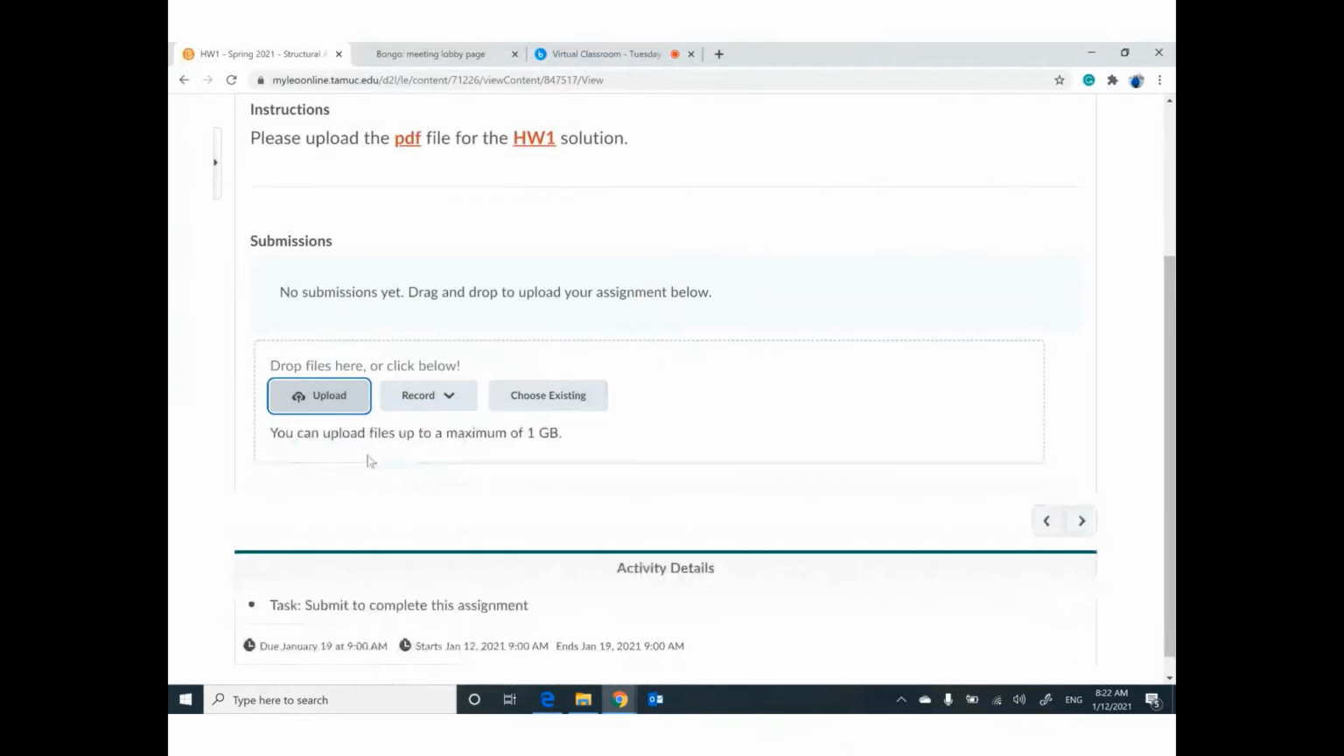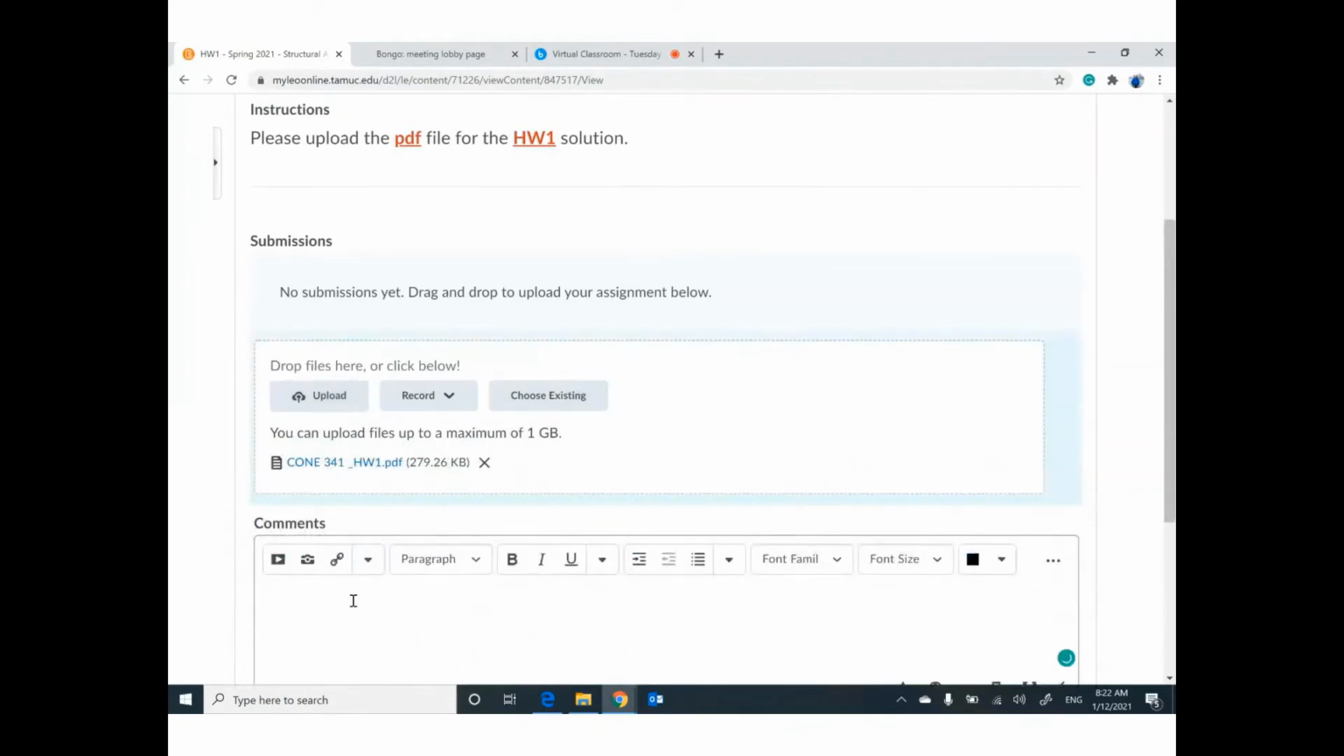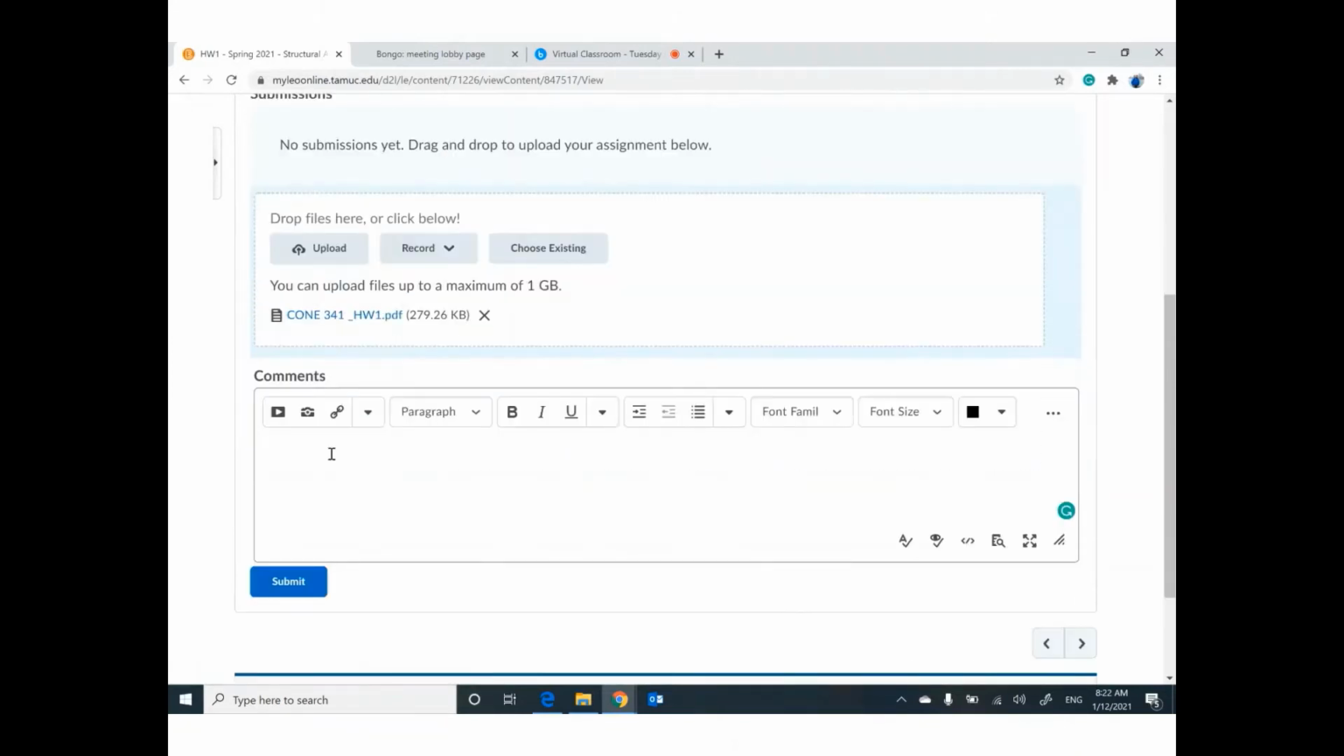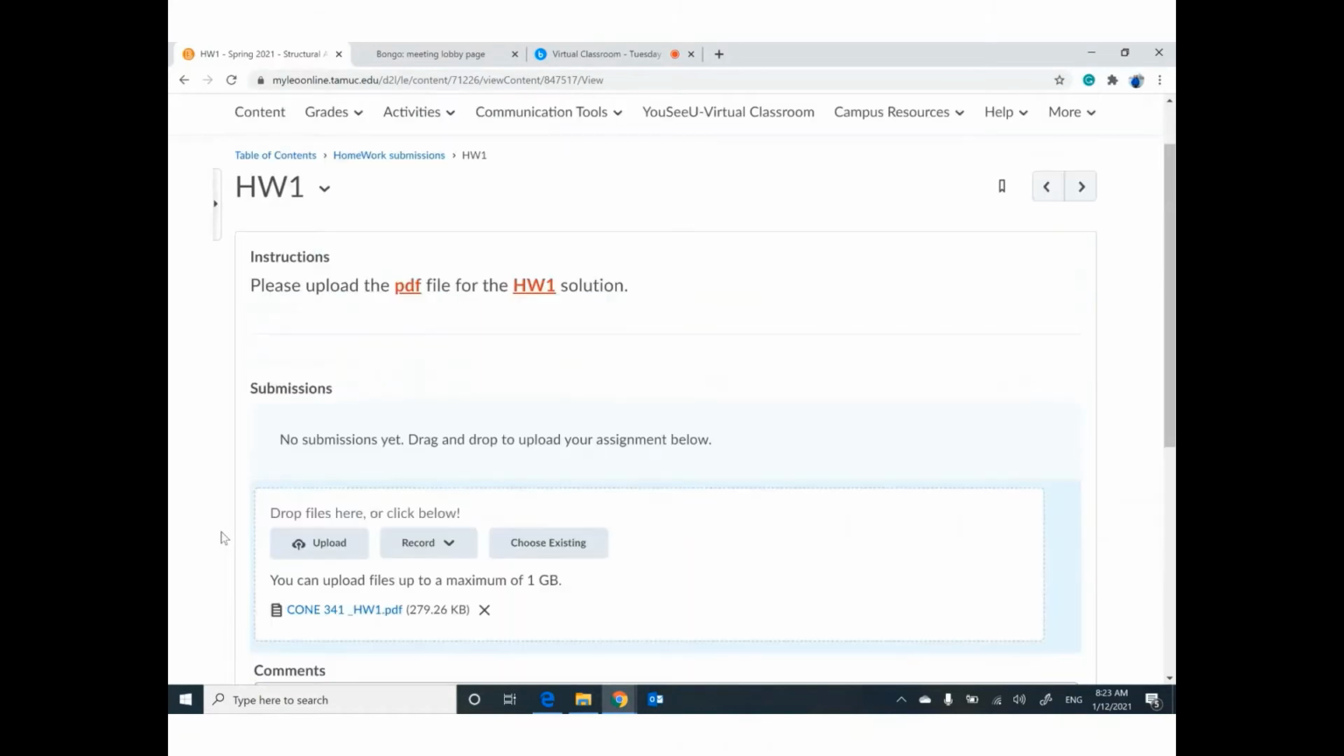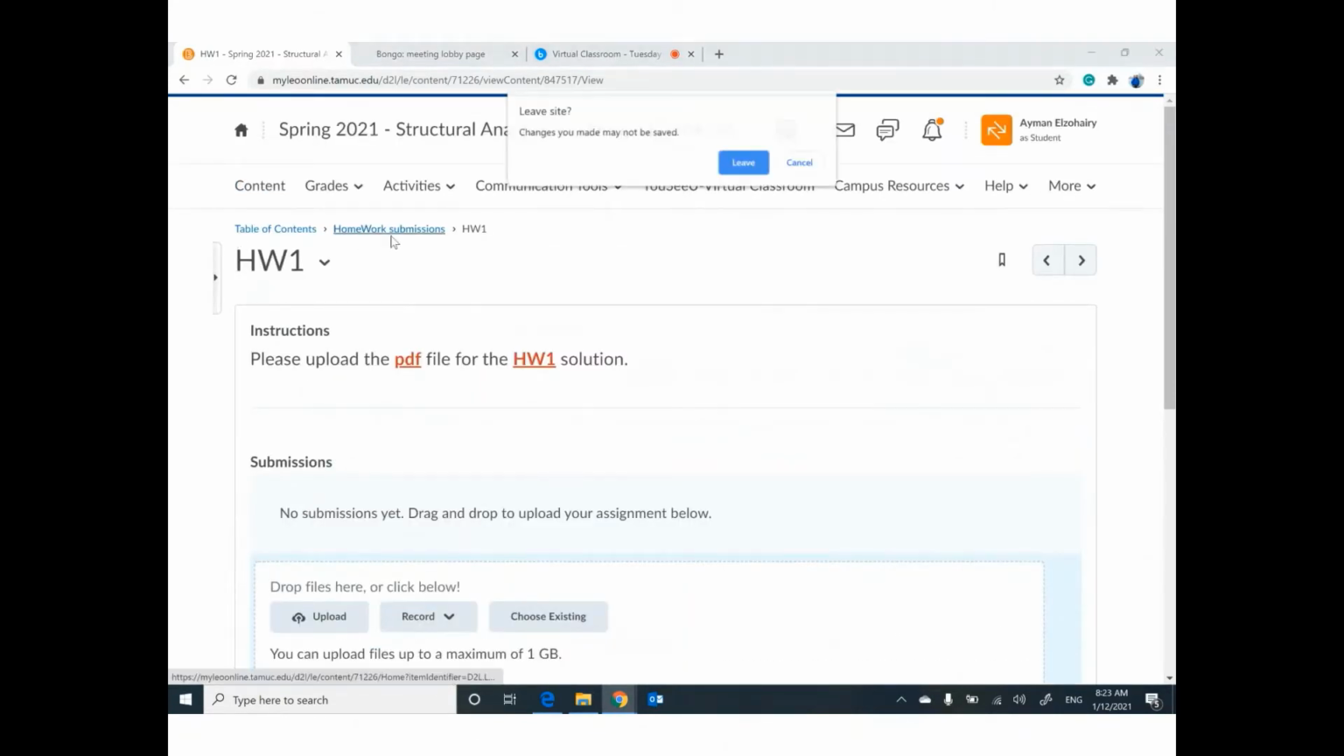Here is the file. If you would like to add some comments, go ahead and tell me what you want. You upload the file, you write your comments if you have any, and then submit. Once you submit the homework, you will receive a confirmation email that you submitted homework number 1. Then I can watch it and grade it, and you will receive the final grade for homework number 1. Any question for this point?